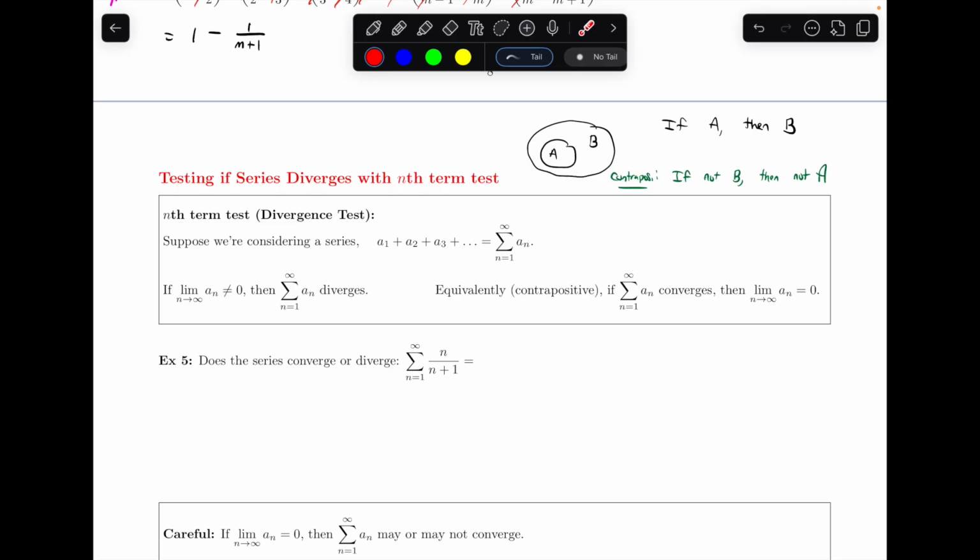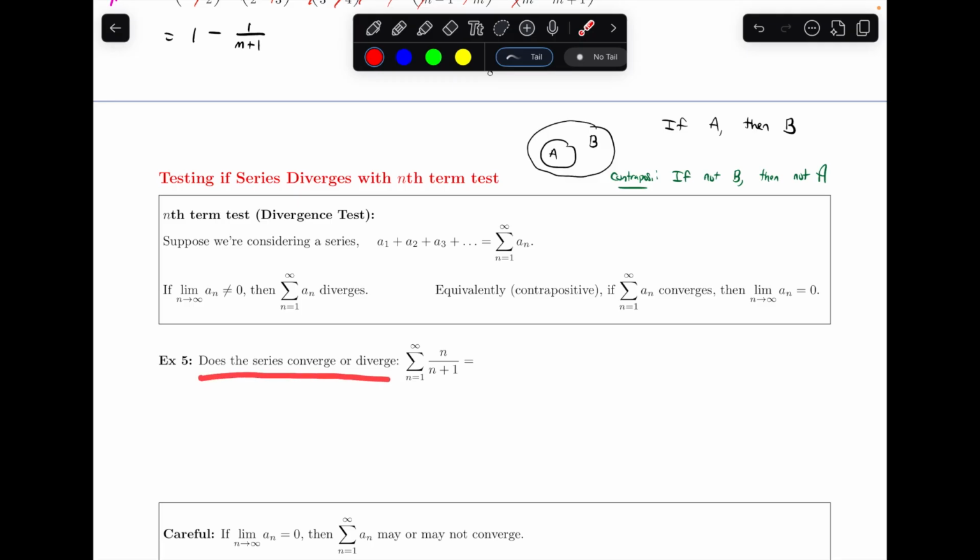So why is that? Not B means if I'm not in the B circle, I'm out here. If B doesn't happen, I'm out there. But if I'm out there, I'm definitely not in the A circle. A is definitely not happening. And that's the logic of the contrapositive. All right, so let's do some examples.